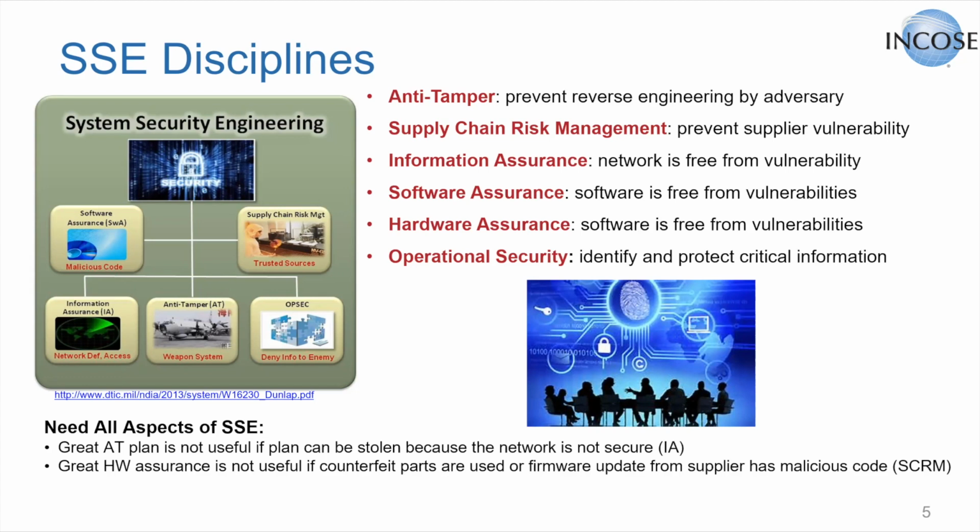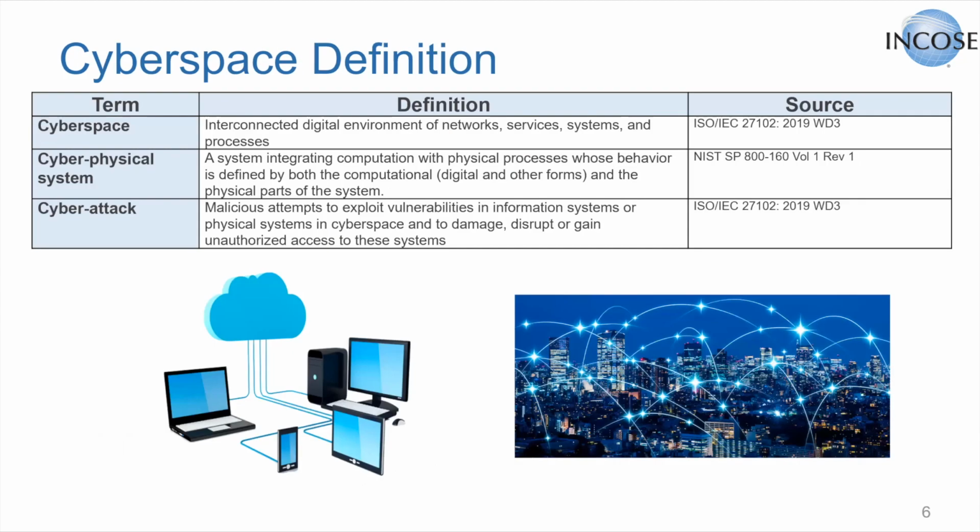The key here is that you have to have expertise in all of these areas for system security, because you could have a great anti-tamper plan, but if you put it on a network that's not secure, so you don't have the IA there, it can be stolen. So that doesn't do any good to have one without the other. You can have a great hardware assurance, but it's not useful if your supply chain brings in counterfeit parts. Right. So you have to have all of these disciplines working together.